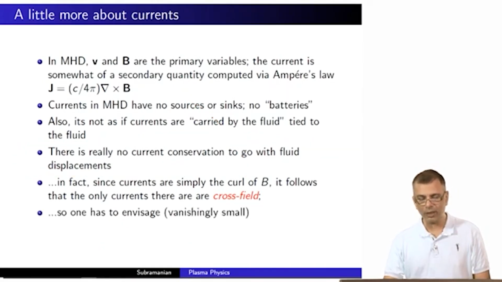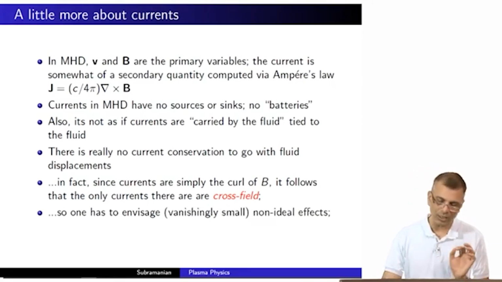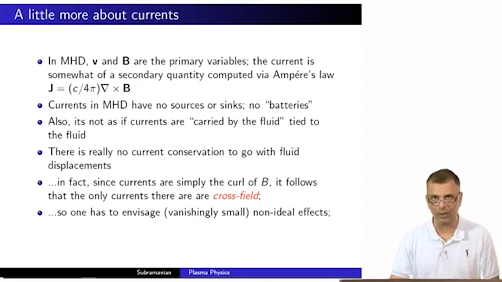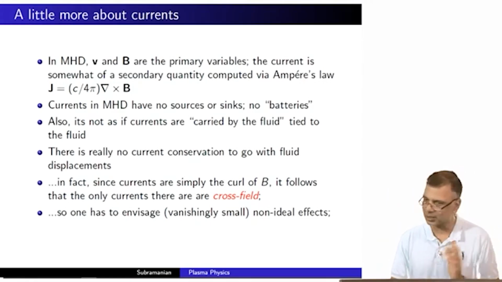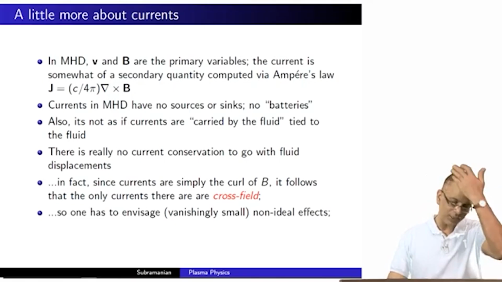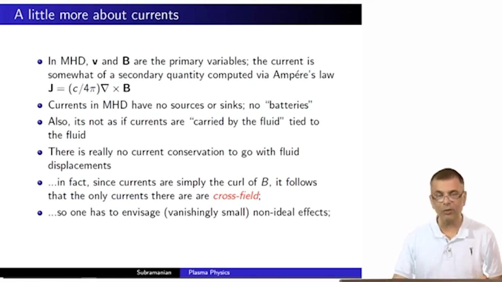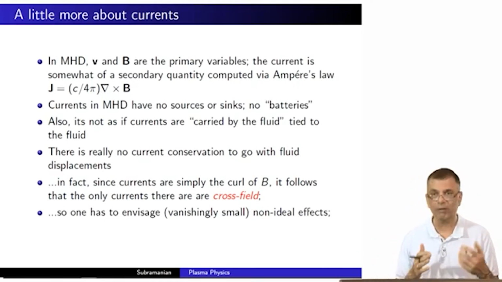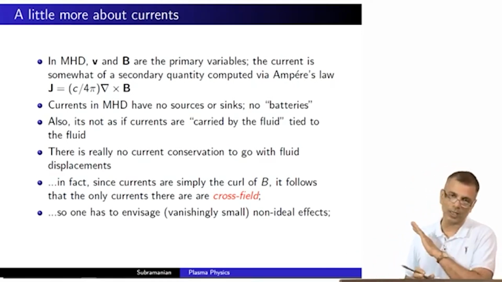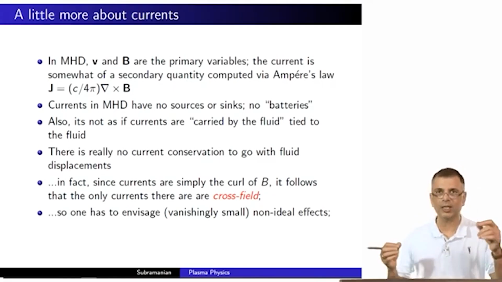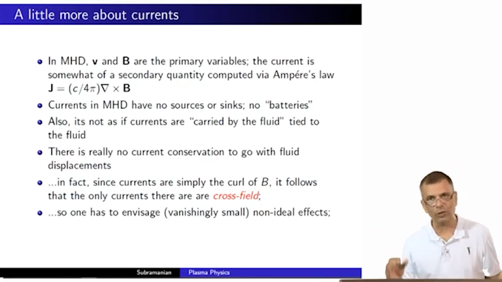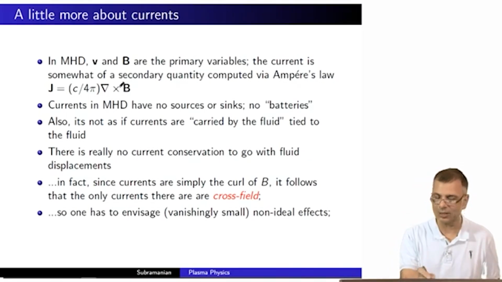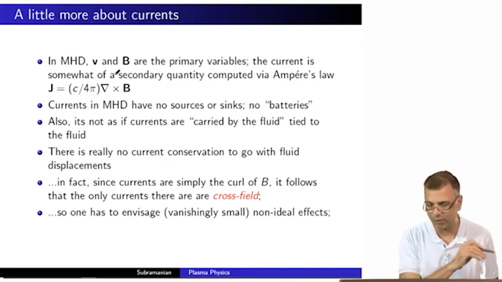So, one has to really envisage very vanishingly small non-ideal effects, if you insist on a physical picture for the current, which I really would not pay much attention to. I would simply say the current really has no explicit physical manifestation in magnetohydrodynamics. One has to stop thinking in terms of currents being carried by wires with a source and a sink. That is not how it is in magnetohydrodynamics. The current is simply a proxy for the curl of B.